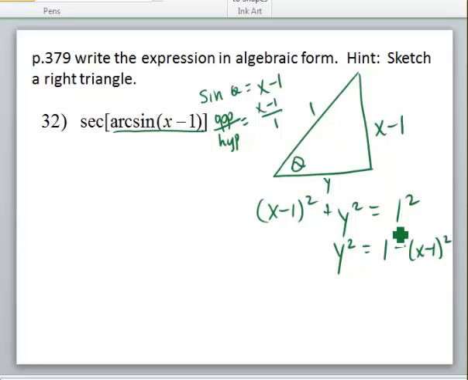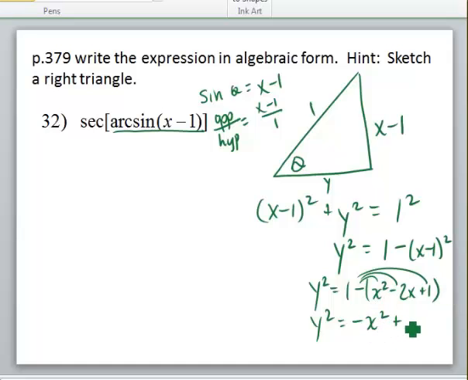And so then I could go ahead and figure out what that is. I could simplify this if you wanted to. We could say this is 1 minus, this would be x squared minus 2x plus 1. And then when you distribute this through, the 1's cancel. I'd have a negative x squared plus 2x. Or I could just say this is the square root of 2x minus x squared. So I just flip-flop those around.